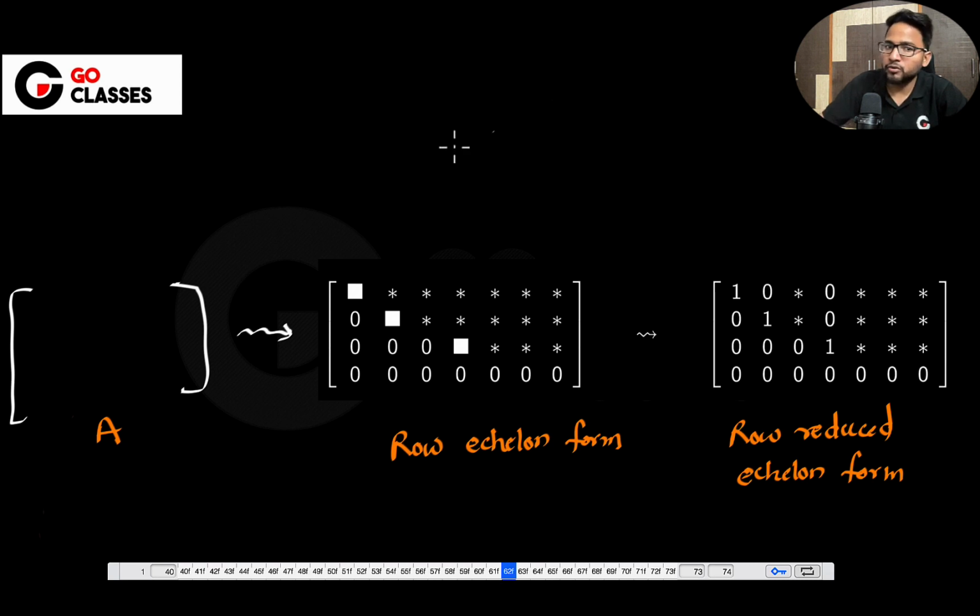But apart from that, do you see something else also? If you notice, here all the elements below this are 0, because that's what we call a pivot in row echelon form, right? That is okay, that is fine. But if you notice here, all the elements below this are 0, and above this are also 0. If this is a pivot, all the elements below this are 0 and above this are also 0, right? So this is the definition of row reduced echelon form.